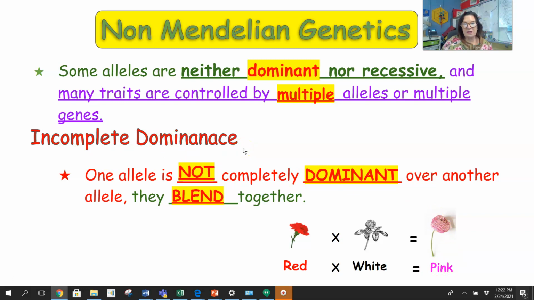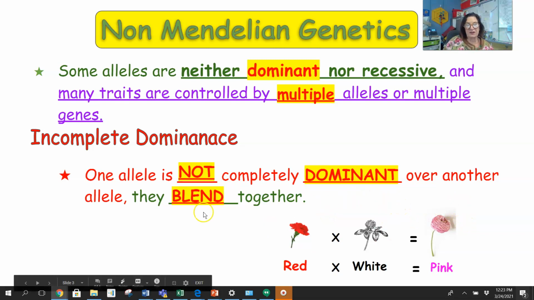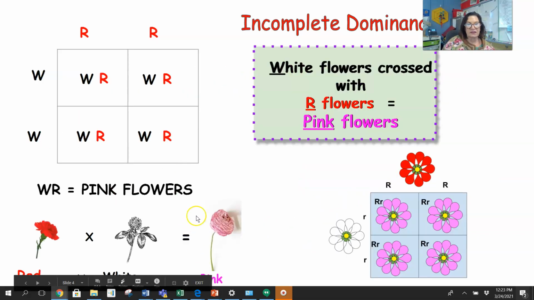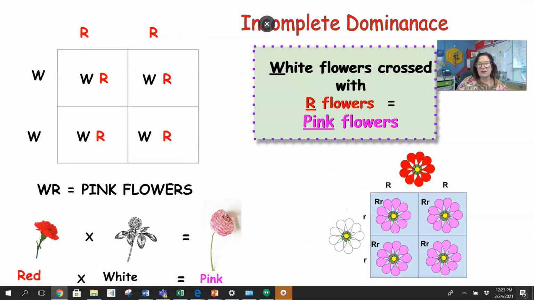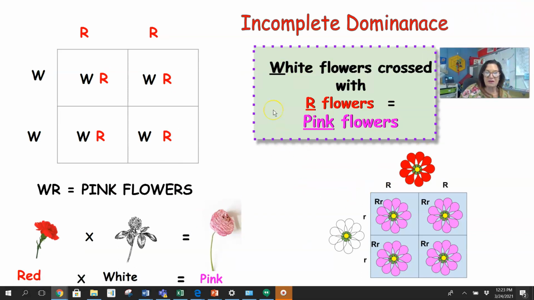If you see this on the test, they have to tell you it's incomplete dominance, otherwise you would do it the other way, where you have a dominant and a recessive trait. It's only if they say incomplete dominance and they give you a cross, and then it would be blended together. Okay, so here is another example of incomplete dominance.